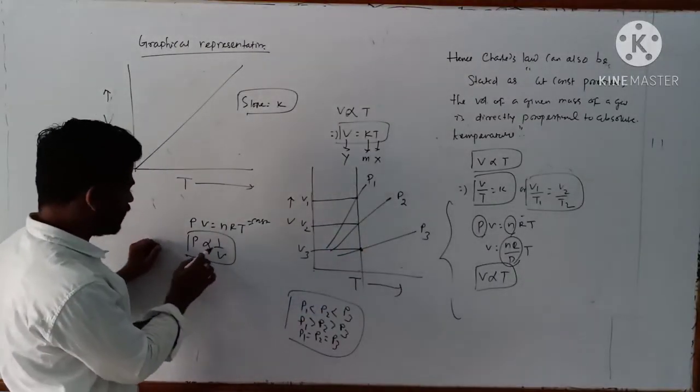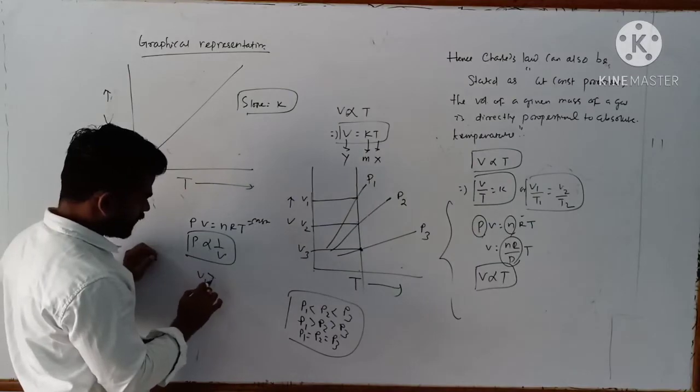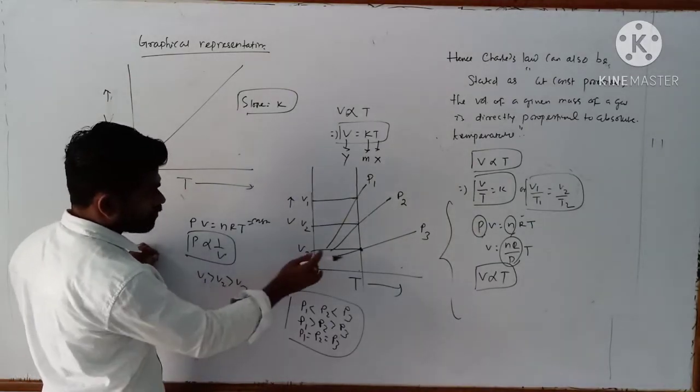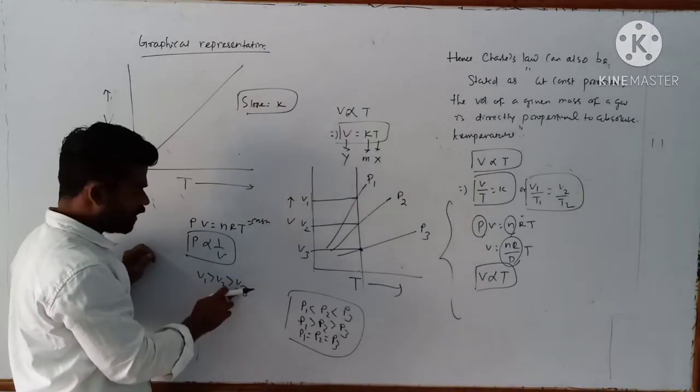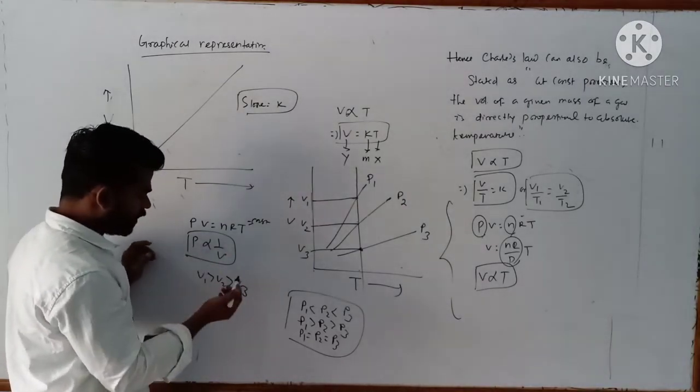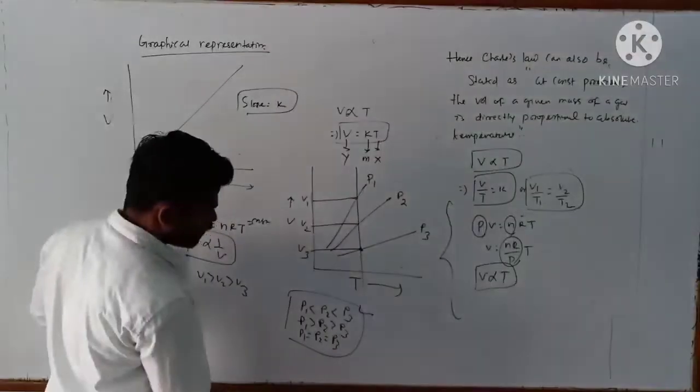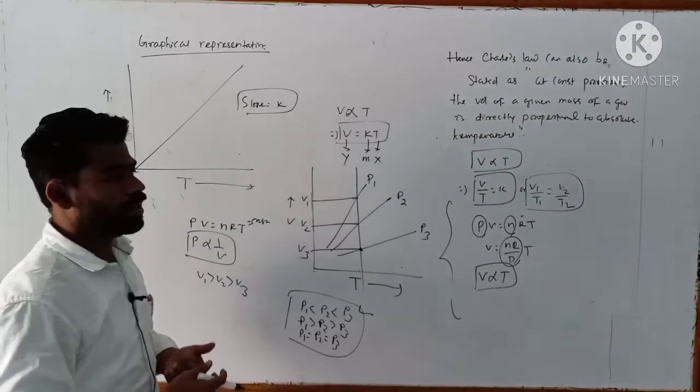So here you can compare V1 is greater than V2 is greater than V3. You see, V1, V2, V3, V1 is greater than V2 is greater than V3. So V and P are inversely related. So obviously P1 is less than P2 is less than P3. That will be the order.